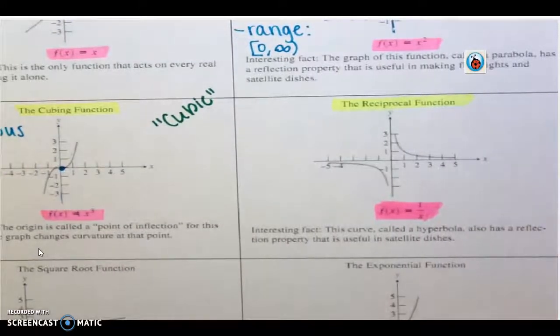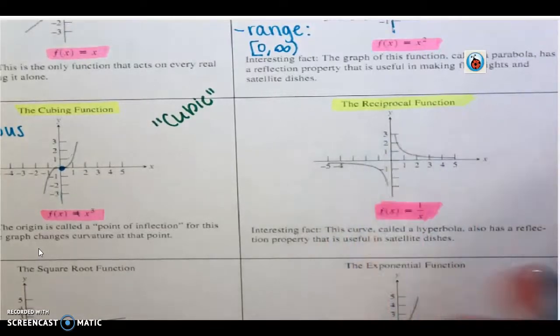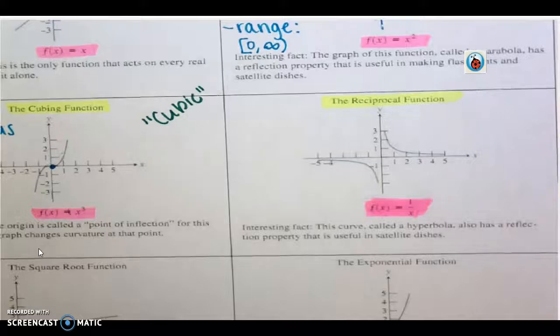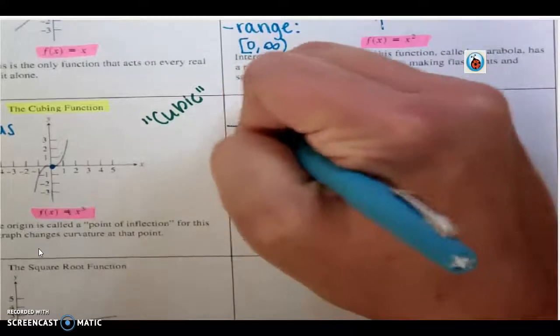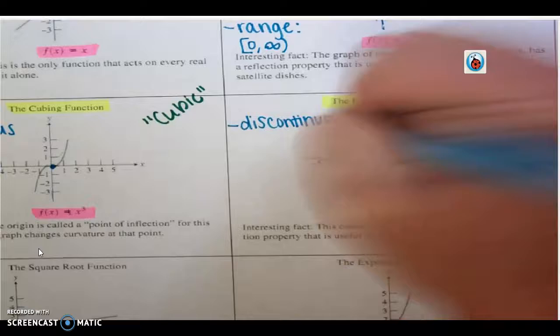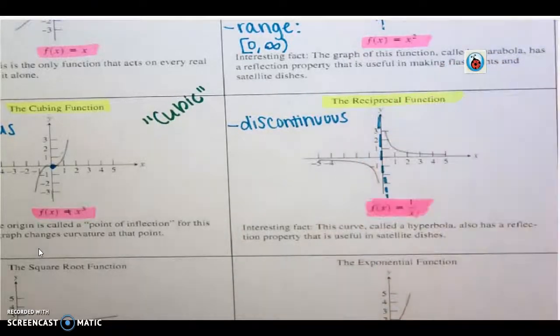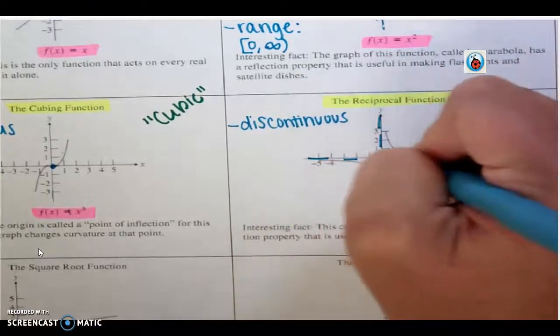Okay, so a couple things here. First thing is, is it continuous? Well, if you were to run your finger across this, you'd have to pick up your pencil to move it to the next one. So it's not going to be continuous. So we'll say discontinuous. And what's going on here is we have a horizontal asymptote and we have a vertical asymptote.